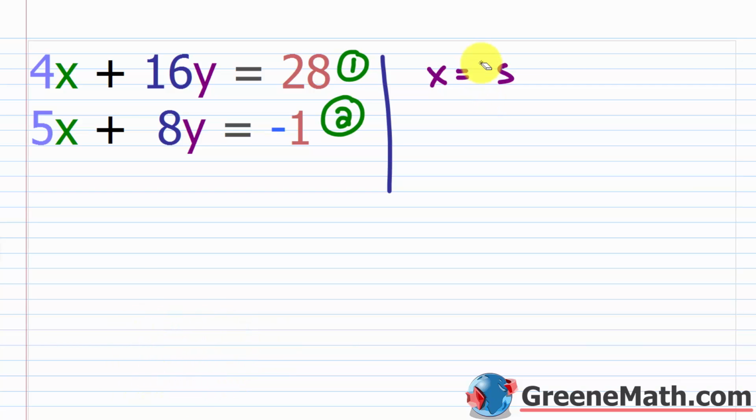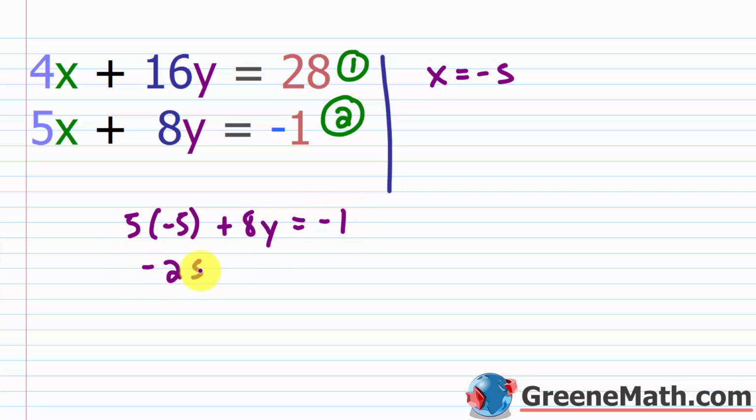We know how to do that. And we could just plug in for x in either equation 1 or 2 and find out what y is. Very simple. Let's take equation 2 because the numbers involved are smaller. So 5 times -5 plus 8y equals -1. We know 5 times -5 is -25. So -25 plus 8y equals -1. Let me add 25 to both sides. Over here, this is going to cancel, and over here, this will be 24. Let's divide both sides by 8, and we'll find that y is equal to 3.